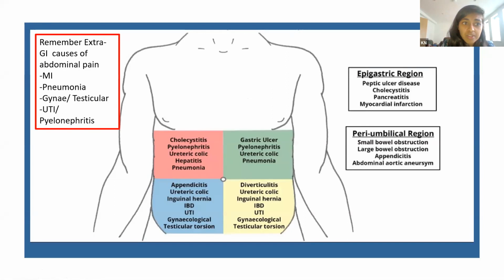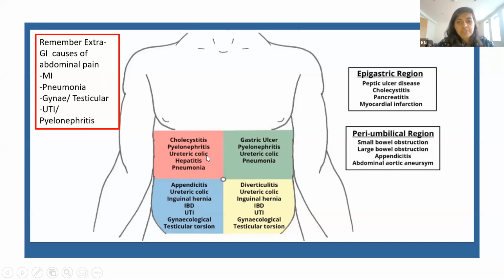So things like MIs, pneumonias, obviously the reproductive organs, and UTIs and pyelonephritis, they're all things that you do need to keep on your radar, and quite a lot of the time OSCE examiners do like to bring them up. So do keep them in mind. But other than that, it's a fairly self-explanatory diagram.